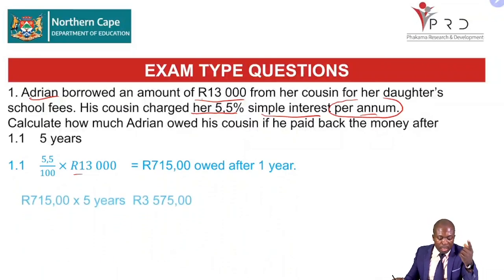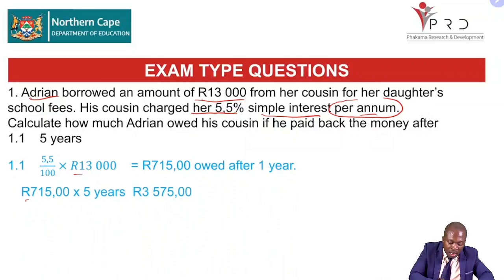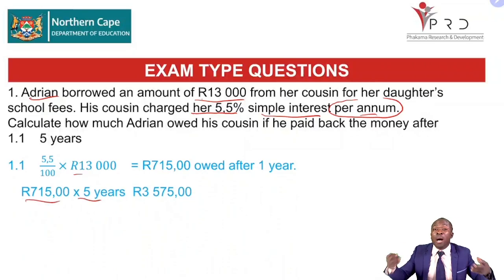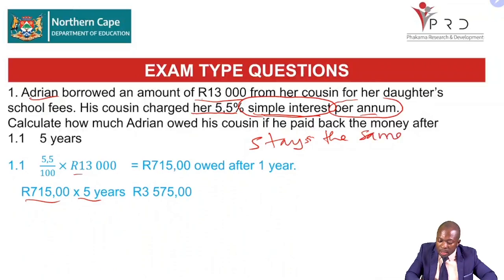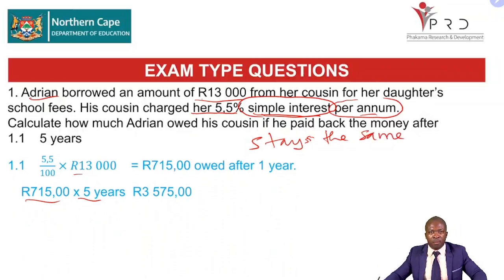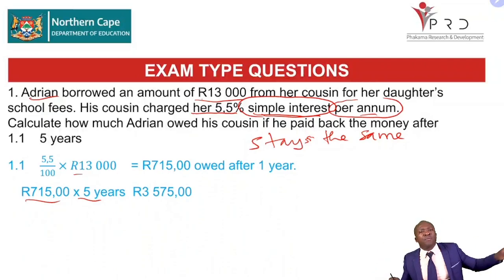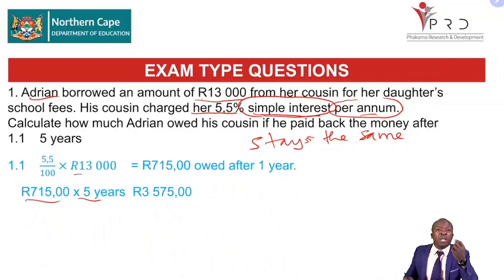So what do we do then? We are going to take 715, we times it by 5 years. Why are we multiplying? Because it's simple interest. The interest rate is going to stay the same. That's why we don't need to go year 1, year 2, year 3. We only do that for compound interest. Simple interest, you calculate the first one. From there, you multiply by the number of time periods you have.